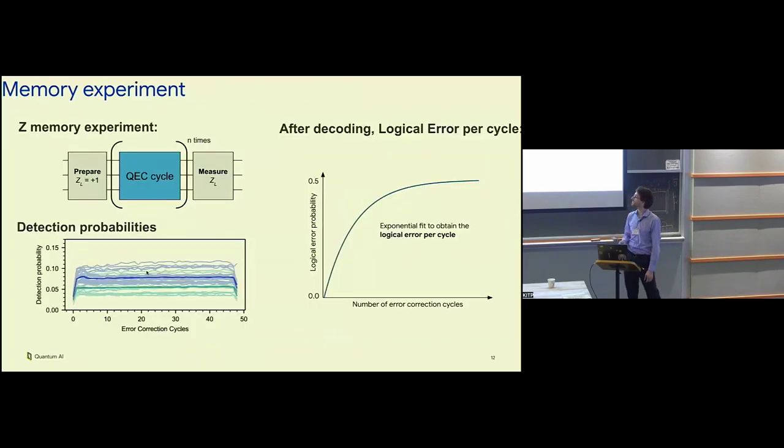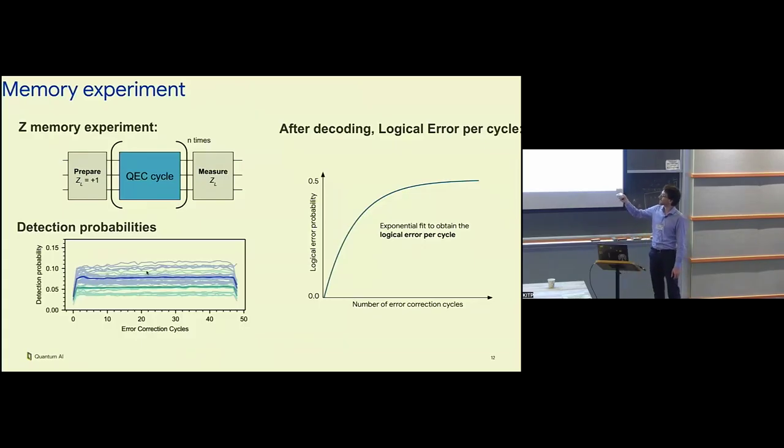Okay, so now I'm an experimentalist, and so what I want to know is how an implementation fares and how good it is. To do this, we do memory experiments. We prepare a logical state, Z or X logical +1 or -1, and we do a few cycles in time, and then we measure.